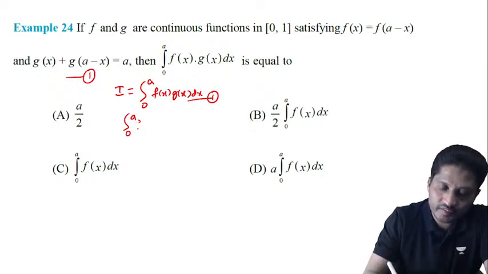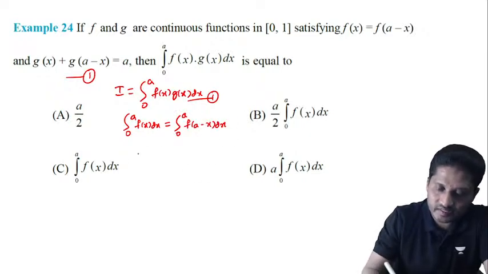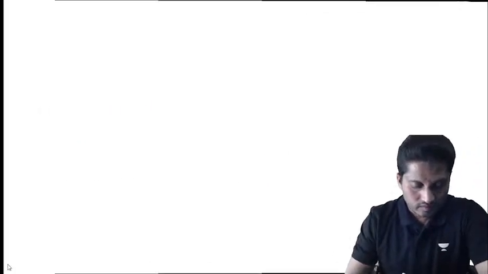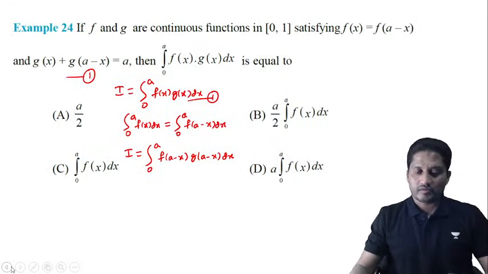Integral from 0 to a of f of x dx is equal to integral from 0 to a of f of a minus x dx. Change x to upper limit minus x, provided lower limit is 0. If I change x to upper limit minus x, so this is a minus x, and then you get g of a minus x and then dx.